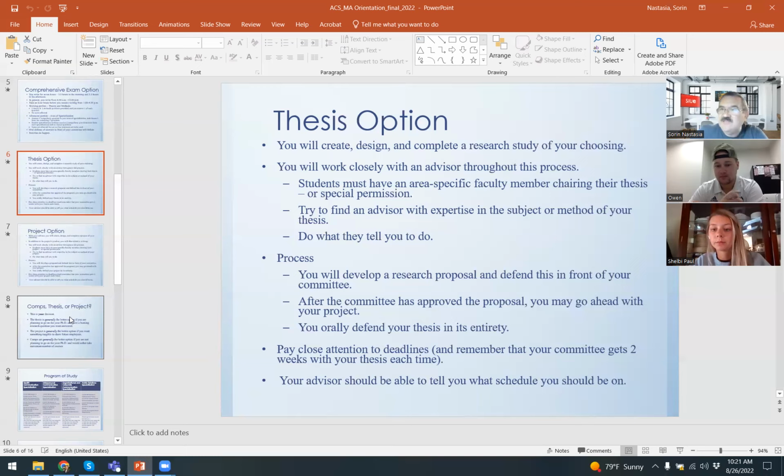You orally defend your thesis in its entirety after you followed all the indications on how to write the thesis from your advisors, but also following the rules from the graduate school. Pay close attention to deadlines and remember that your committee gets 2 weeks with your thesis each time. So plan ahead, do your research where they ask you to do. I guess you will have to work in Kuali to coordinate with your advisors and with the graduate school. Your advisor should be able to tell you what schedule you should be on.